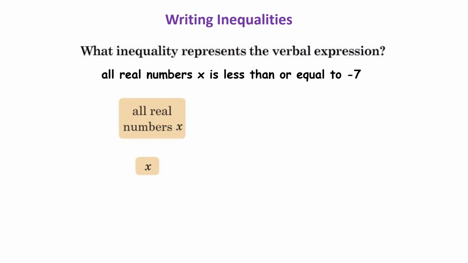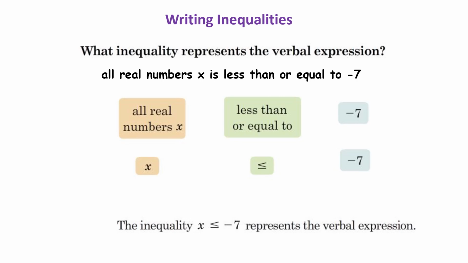You want to look on that chart. If you have the guided notes, it's right there. You'll notice that for is less than or equal to, we're going to use the symbol that is pointing to the left, and it's going to have the line underneath it. And then the -7, self-explanatory. We could just put those together, and this is what we represent from the verbal expression: x is less than or equal to -7.